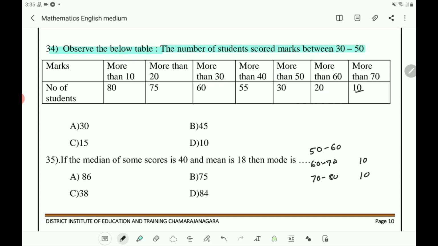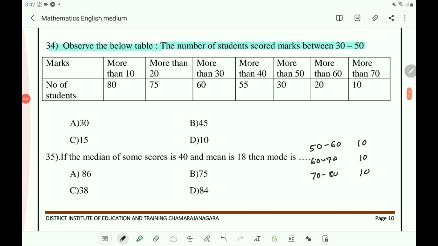50 to 60, again here 30 is there, it is 30 minus 20, 10. After that 40 to 50 means 55 minus 30, which is 25. Then 30 to 40 is 60 minus 55, which is 5. Here what is asked? The number of students scored marks between 30 and 50.